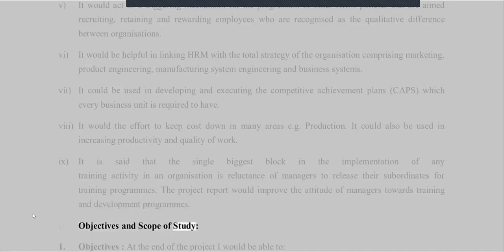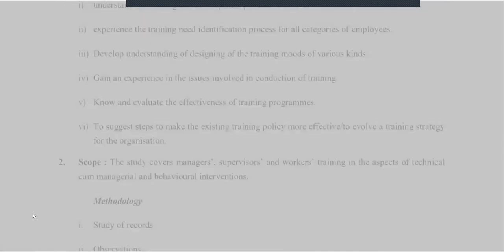Objectives and scope of study. 1. Objectives. At the end of the project, I would be able to understand the training and development policies of M.S. Singh and Singh Co. Ltd. 2. Experience the training need identification process for all categories of employees.